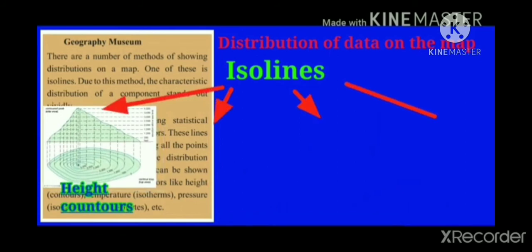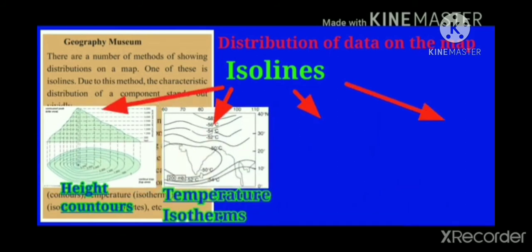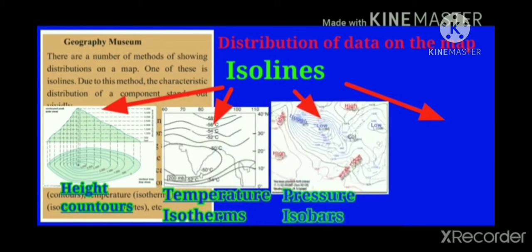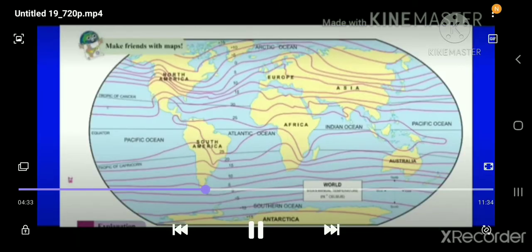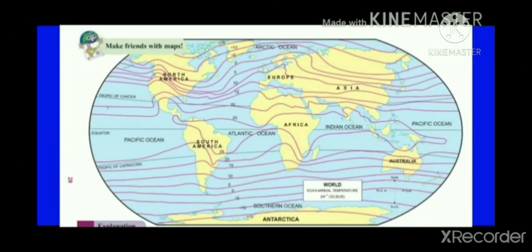The distribution on regional or global levels is shown using isolines of different factors like height, contours, temperature, isotherms, pressure, isobars, rainfall, isoheights, etc. Considering the temperatures of various places on the earth, maps of global distribution are prepared. The figure is drawn with the help of isotherms.